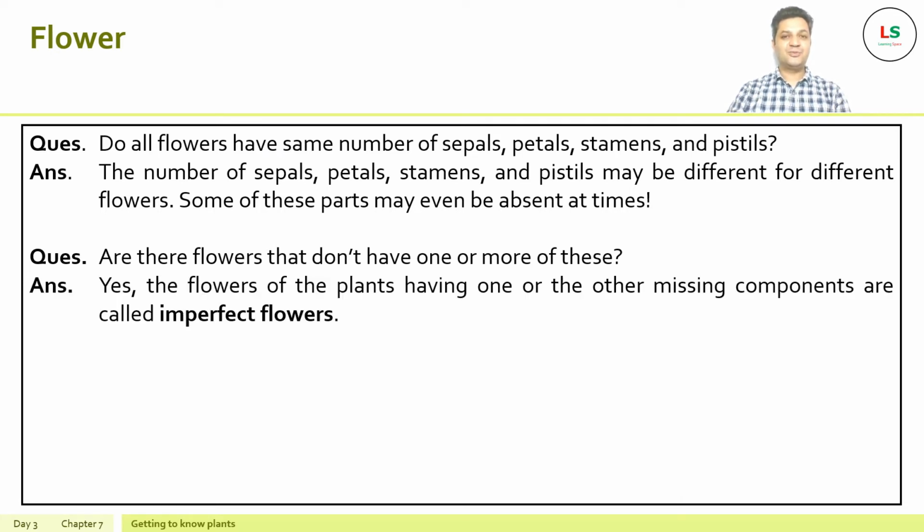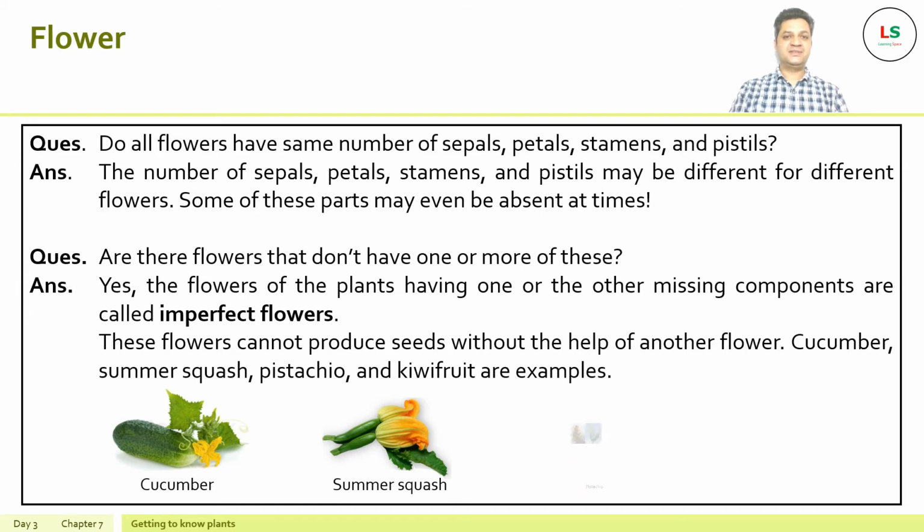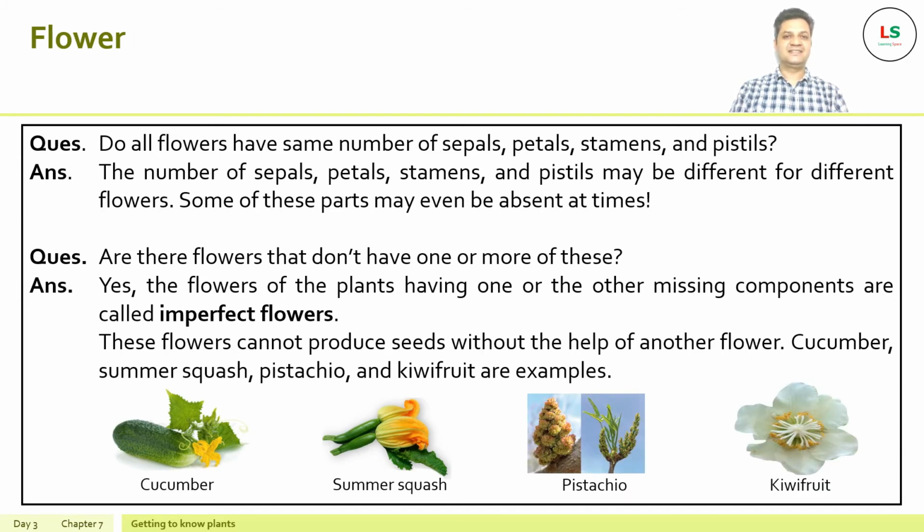Yes, the flowers of plants having one or the other missing components are called imperfect flowers. These flowers cannot produce seeds without the help of another flower. Cucumber, summer squash, pistachio, and kiwi fruit are the examples.